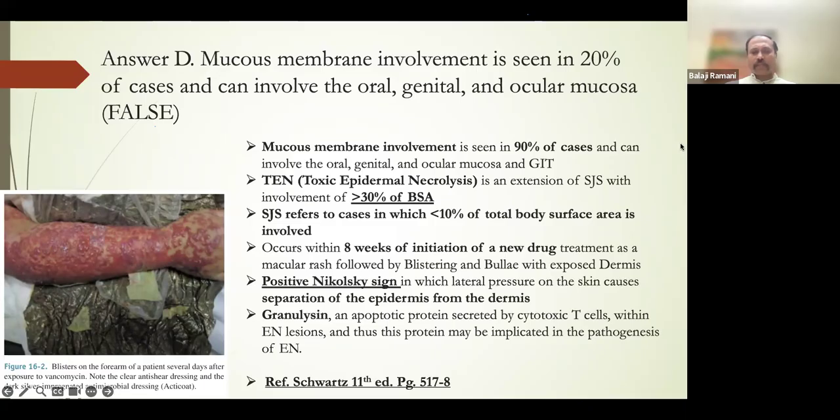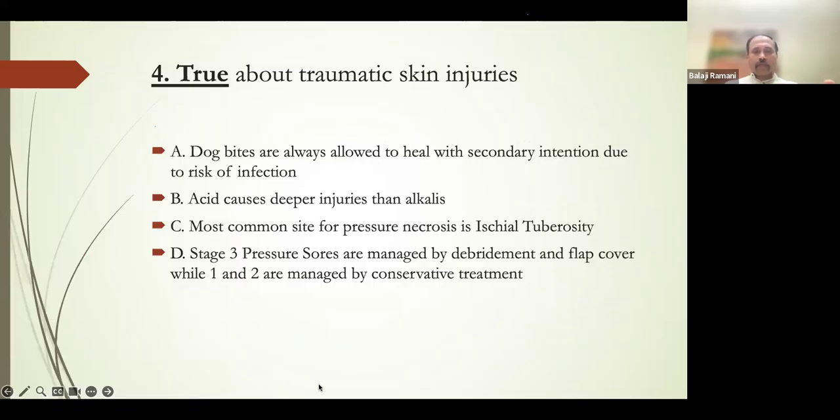I think Stevens-Johnson syndrome has come once in the examination. Not a very common question, but then they do tend to ask questions from a lot of the benign areas as well. And that is why I've just highlighted the important points here. I will not get into the question here. It's basically about traumatic skin injuries.